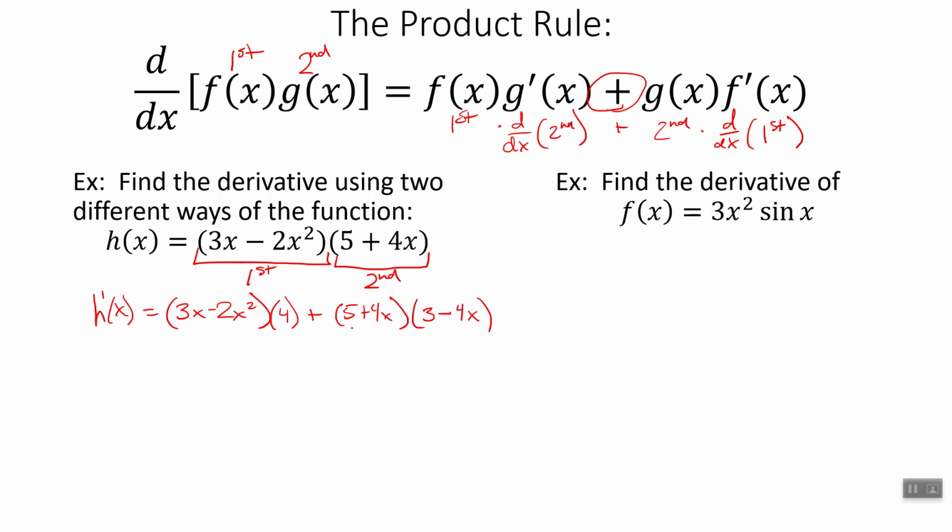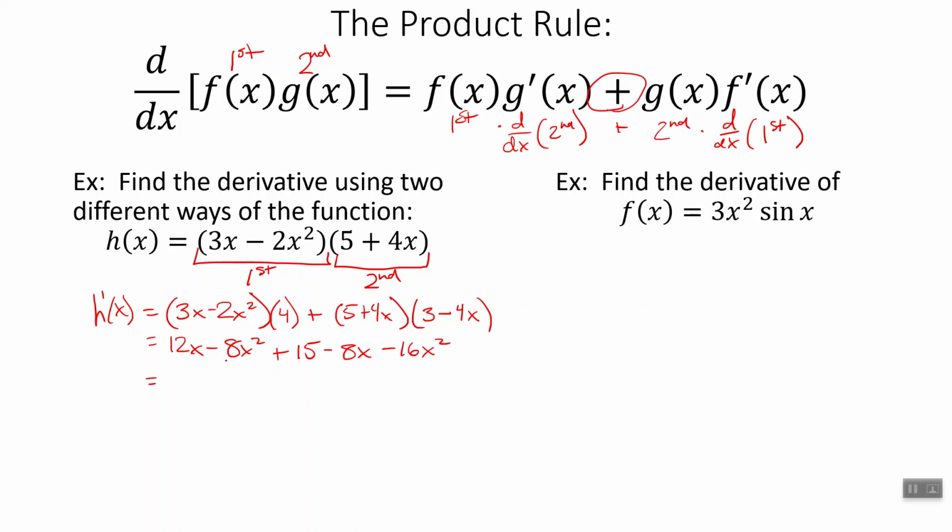All right, now we just have to do some simplifying. So we can distribute the 4 here. So we're going to get 12x minus 8x squared. Here we're going to have to FOIL. So 5 times 3 is 15. We're going to get a plus 12x and a minus 20x for the inners and the outers. So that's going to give us a minus 8x. And then the last, 4x minus 4x gives us negative 16x squared.